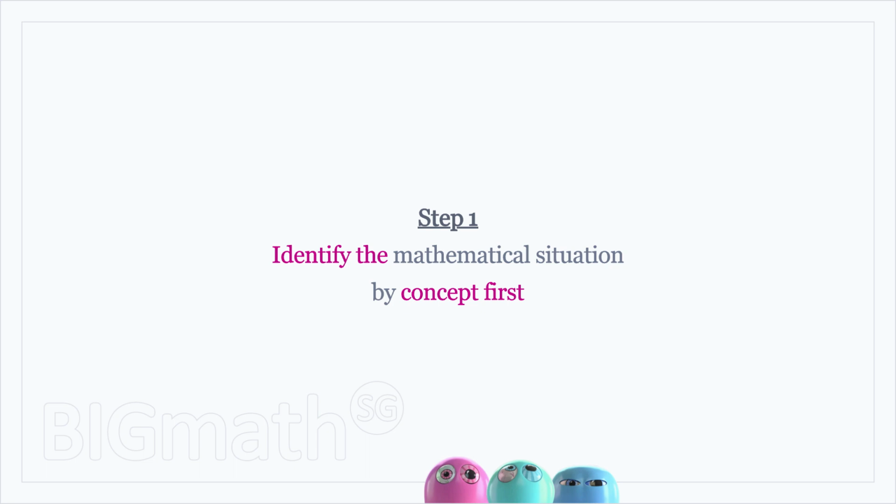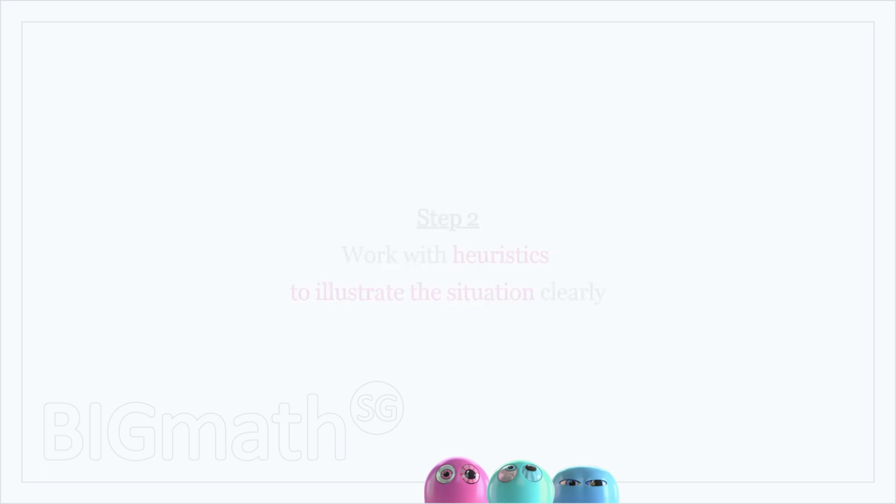Here is what your child will have to do in order to make math problems simpler to solve. Step 1. Identify the mathematical situation by concept first. Step 2. Work with heuristics to illustrate the situation clearly. Step 3. Find a solution to the problem. Now, what are the common challenges that primary school children face when solving math problems?